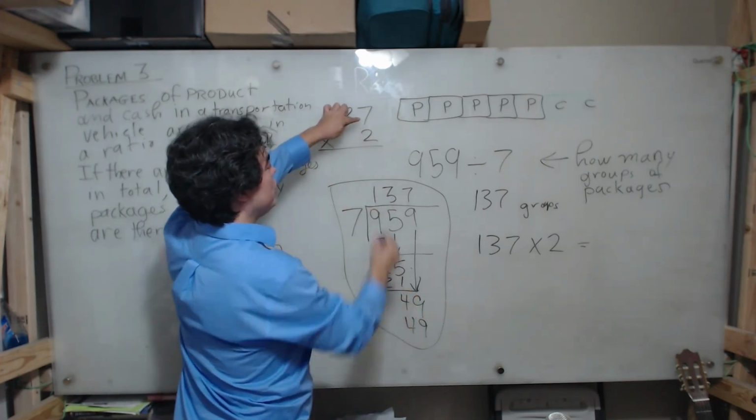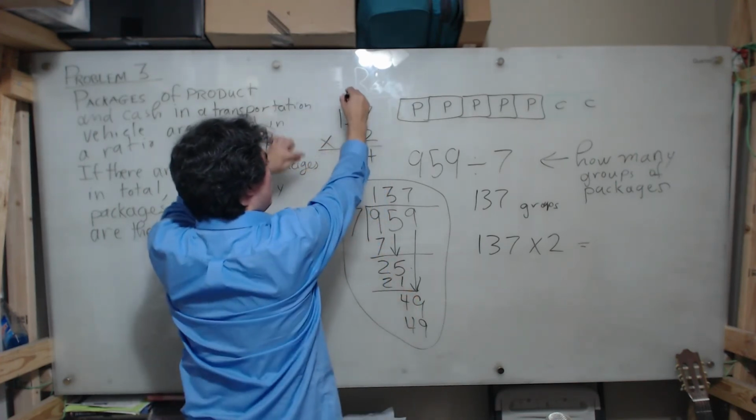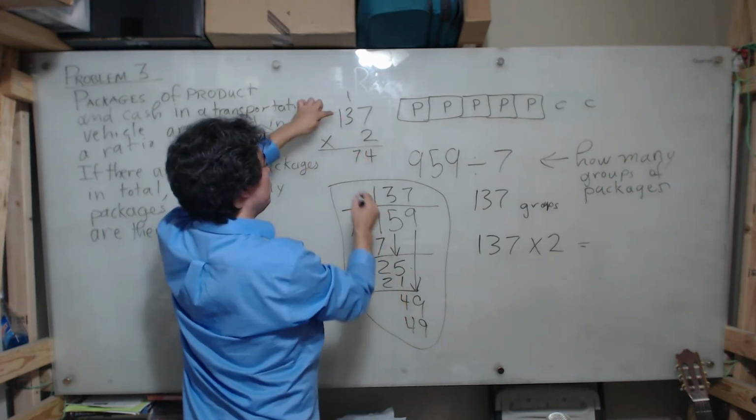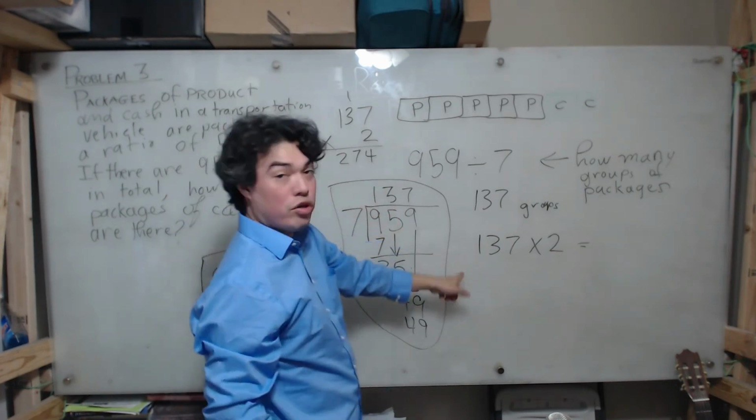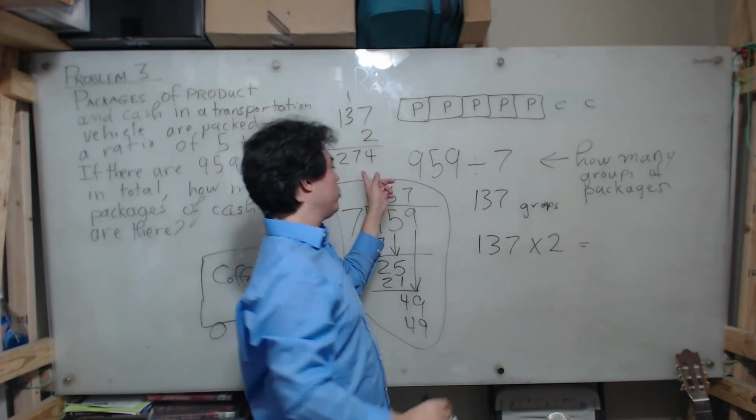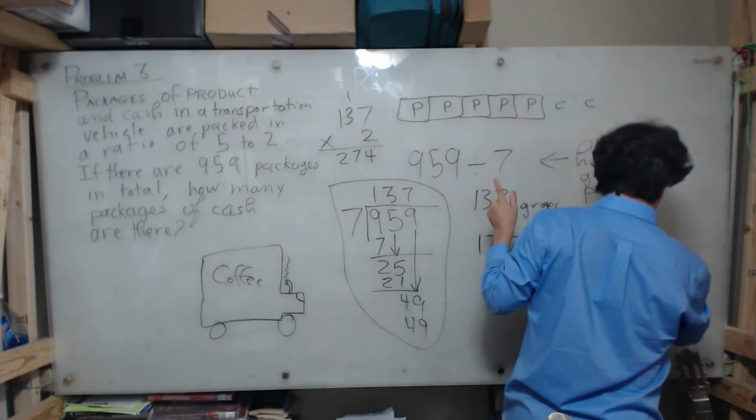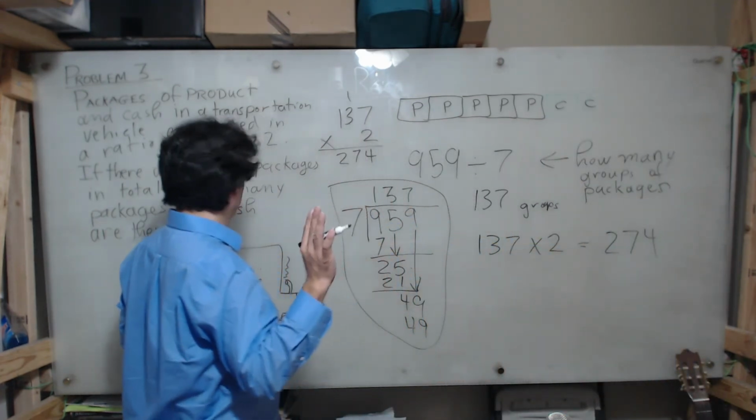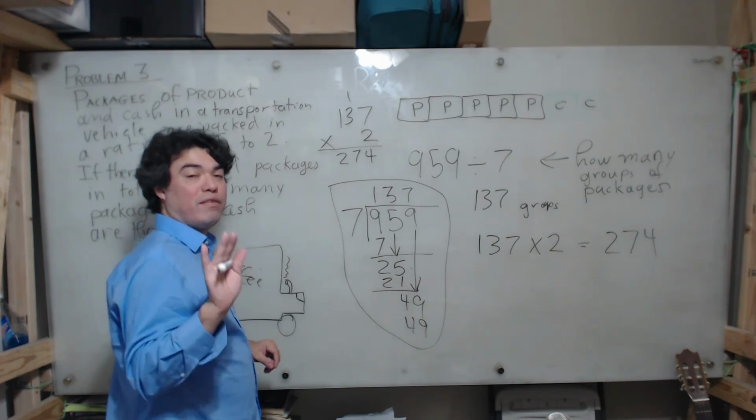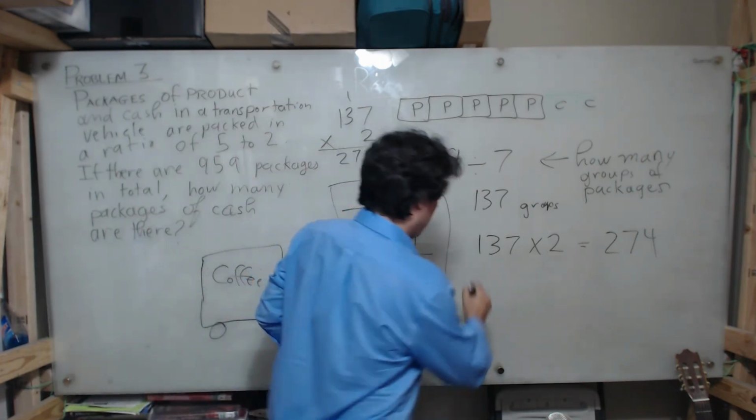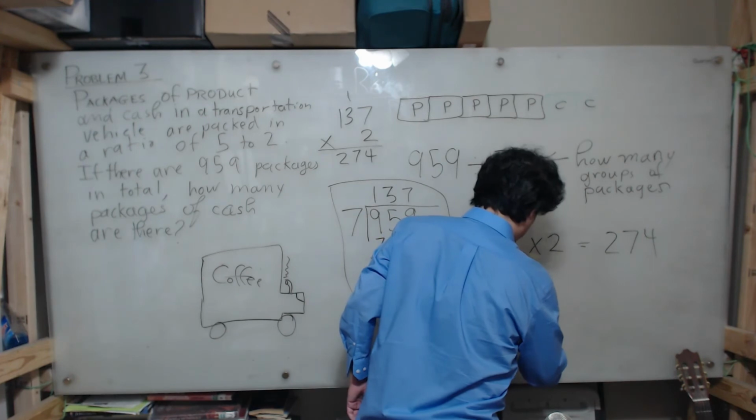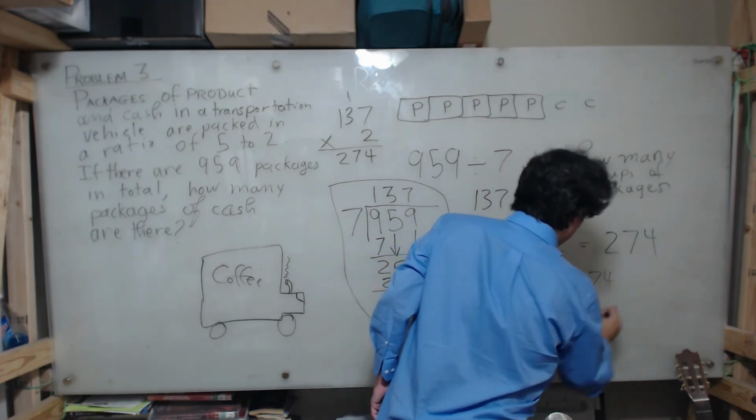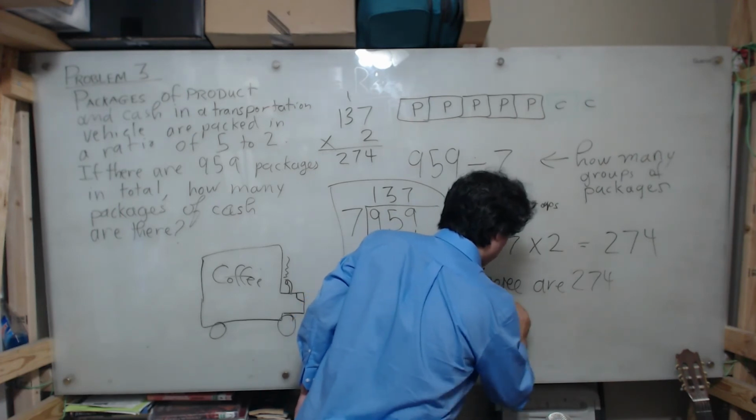2 times 7 is 14, so I bring down the 4 and I carry the 1. 2 times 3 is 6, I add 1, I get 7. 2 times 1 is 2. 137 times 2 is 274. And so therefore I know that there will be 274 packages of cash. There are 274 packages of cash in the shipment.